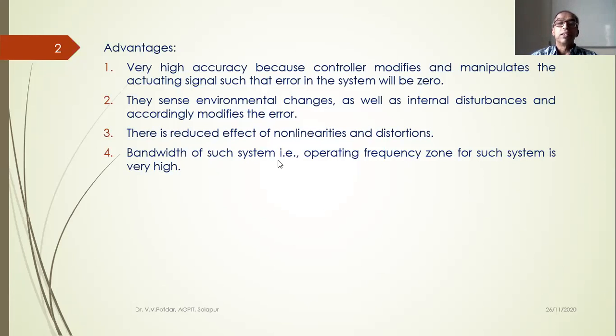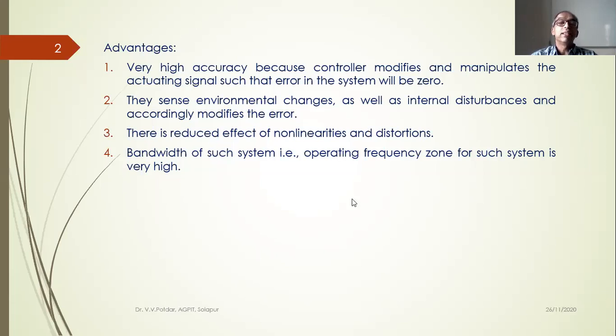Bandwidth of such a system, or operating frequency zone. What is this bandwidth? The operating frequency zone for closed loop control systems is very high, whereas for open loop systems it is very low. It does not work in a broad range. So the bandwidth of such systems is very high. The operating frequency zone of the closed loop system is very high.